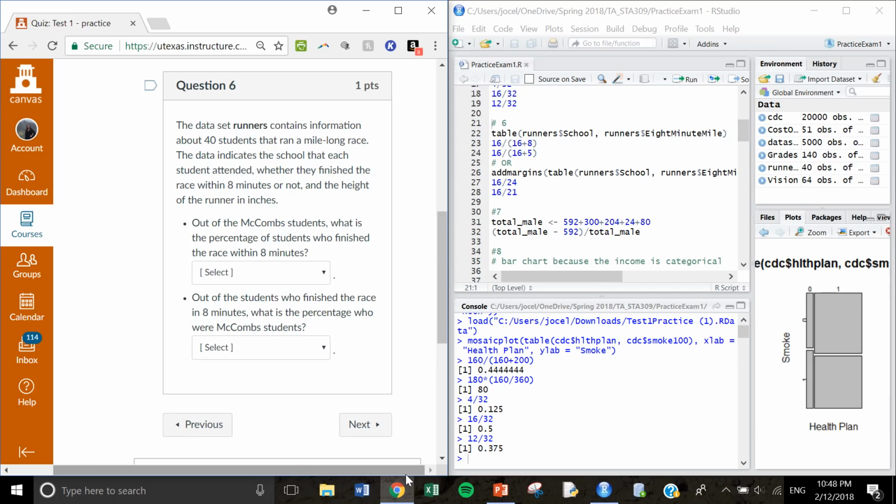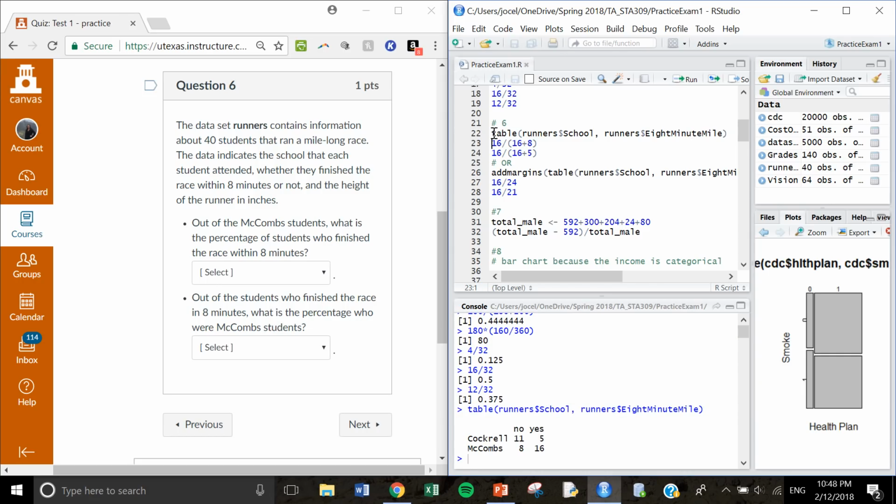So what I'm going to do is look at a data table of runners comparing the school they attended. I'm looking at Macomb's versus the percent of students that did the 8-minute mile. So I run this, and I see, okay, Cockrell, 11 students didn't do it, 5 did. Macomb's, 8 students didn't do it, 16 did. So what is the percentage of students in Macomb's who finished the race within 8 minutes? I'm looking at all Macomb students, which is 8 plus 16, and the number who finished the race, which is 16. So I got 16 divided by 16 plus 8, which gives me 67%.